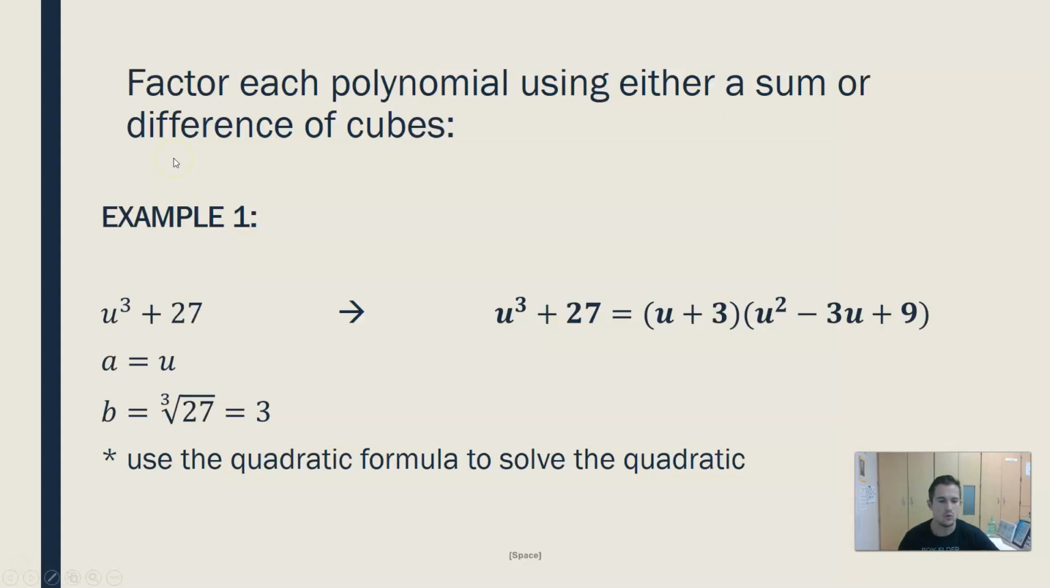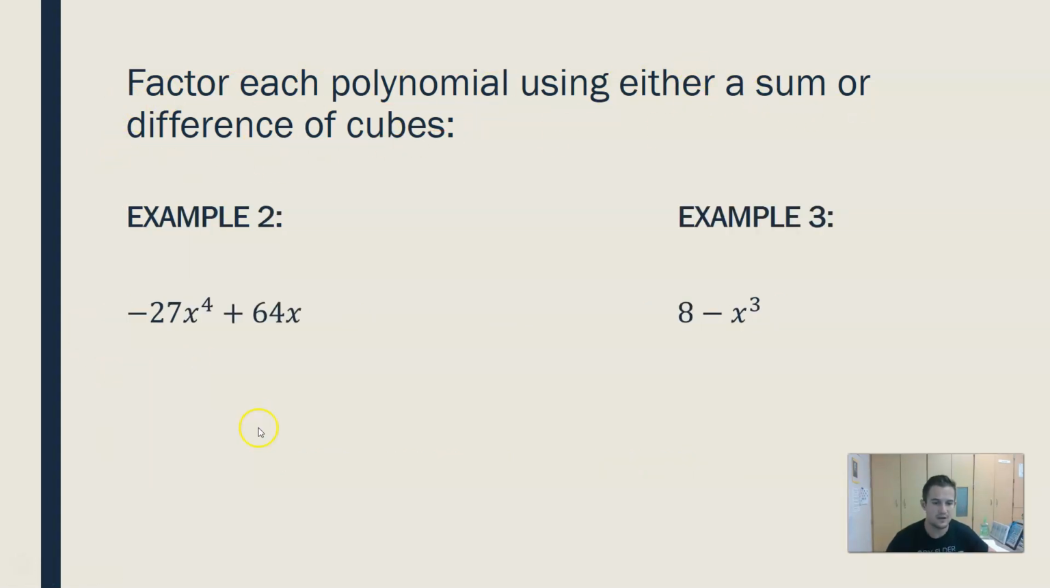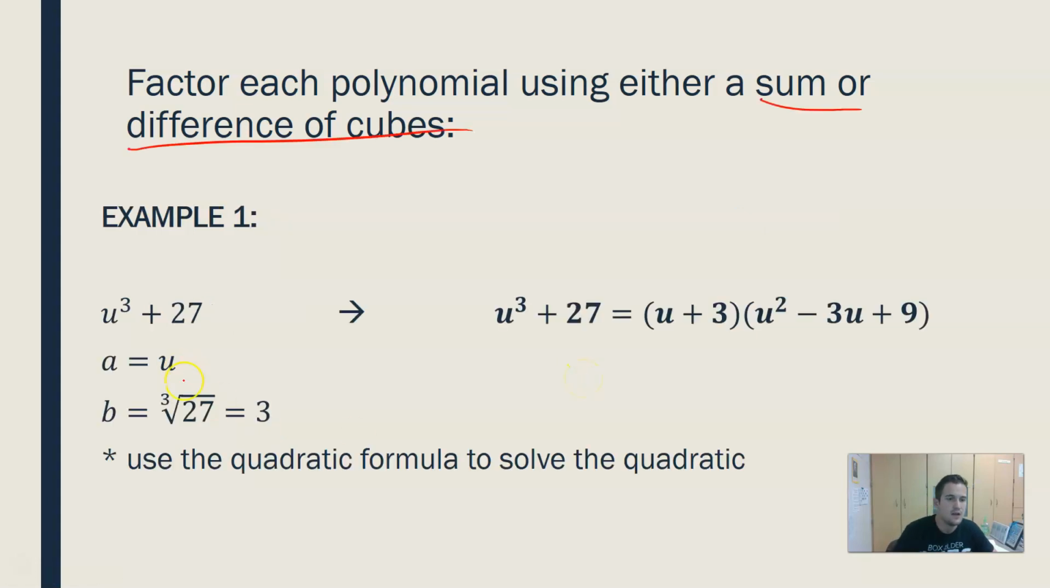So let's see how this will work out in a problem. The instructions might say factor each polynomial using either a sum or a difference of cubes. Okay, so let me go back here. Here you'll notice I have a sum of cubes. How do I know that? Well, I have two terms. They're being added together, and they're both perfect cubes, meaning that if I were to factor these out, u cubed and 27, they would both be perfect cubes.